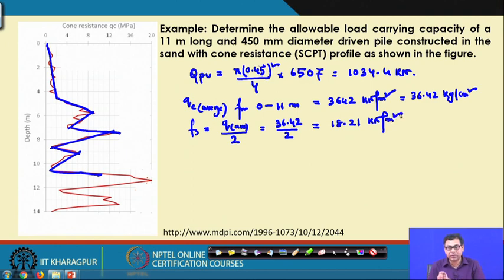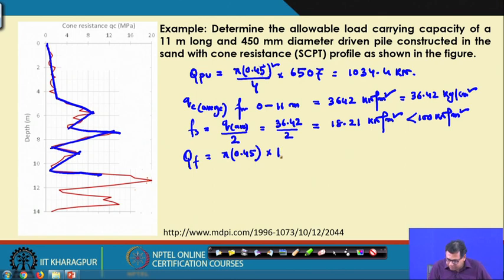I mentioned that your QC average is in kg per centimeter square, but Fs is in kilonewton per meter square. And that is less than 100 kilonewton per meter square, because that is the limit. So, we can use this value. My QF is coming out to be pi d, 0.45, into 11, the length of the pipe, into 18.21. So, that is equal to 283 kilonewton.